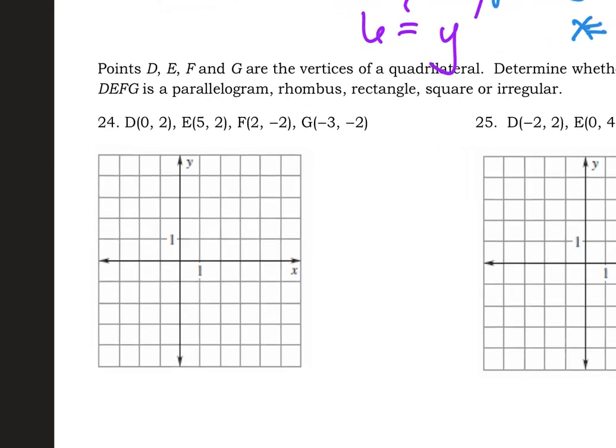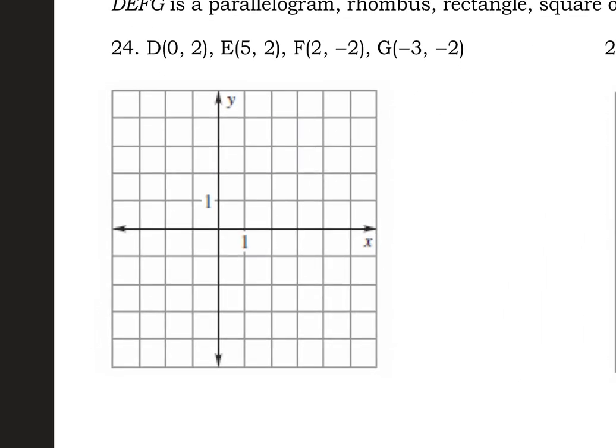All right, on these bottom ones, we're asking you to graph it and then identify if it's a parallelogram, a rhombus, a rectangle, a square, or if it's irregular. So let's go ahead and graph D. D is going to be at 0, 2. All right, E is going to be at 5, 2. So 1, 2, 3, 4, 5, 1, 2. This is E. So D and E.